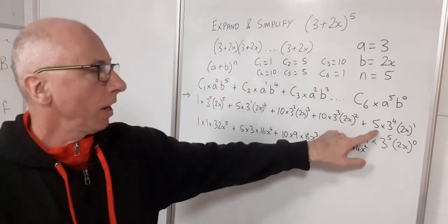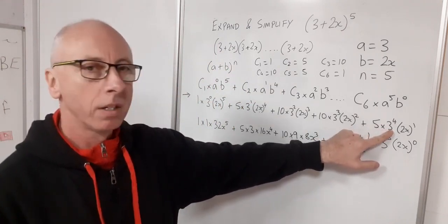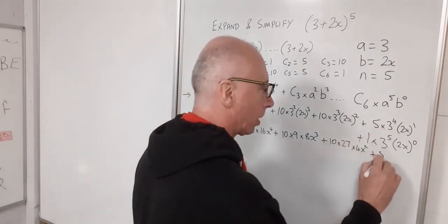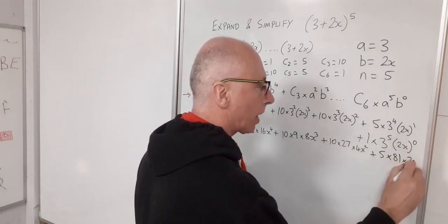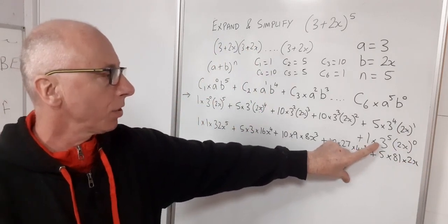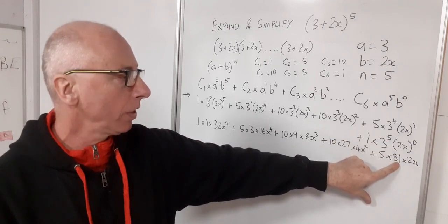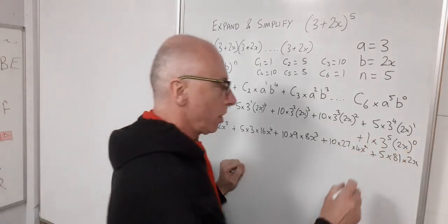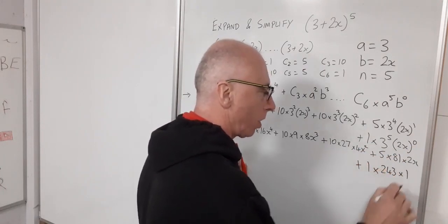Okay, 5 times 3 to the power of 4. 3 to the power of 4, well 3 squared is 9. So 9 squared is 81. So 5 times 81. And then 2x to the power of 1 is just 2x. And this one here should yield me a constant. 1 times 3 to the 5. Well, if I multiply that by 3, because that's 3 to the 4, that'll give me 243. And 2x to the 0 is just 1 again. So now I've got 1 times 243 times 1.